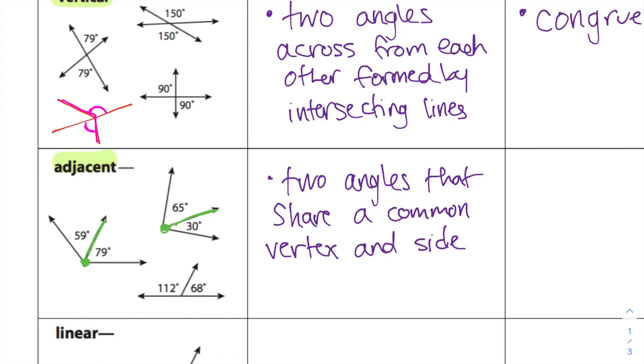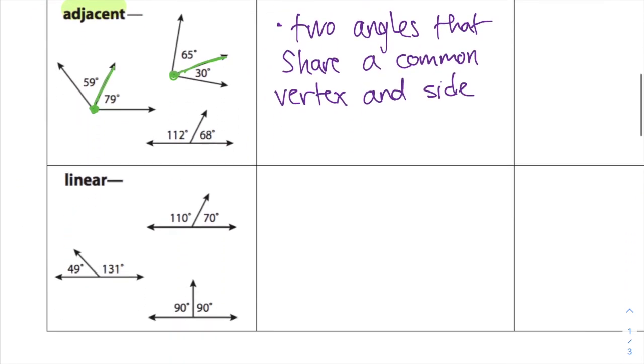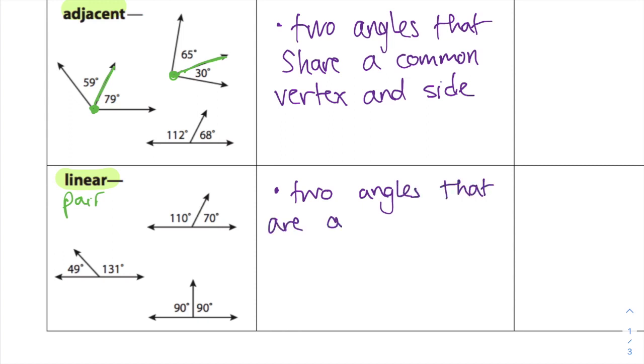Okay. I don't think I have anything in particular to put in the notes for that. And so let's move on to linear. Linear, guys, we also call it a linear pair. So if you ever hear me say linear pair, it's the same thing as linear. The linear angles are two angles that are adjacent and make a straight line.